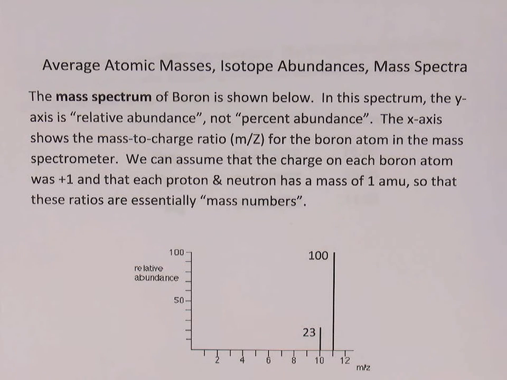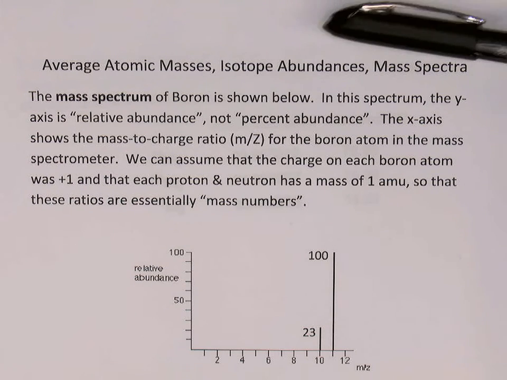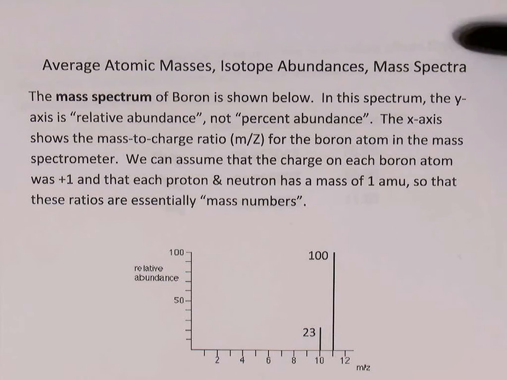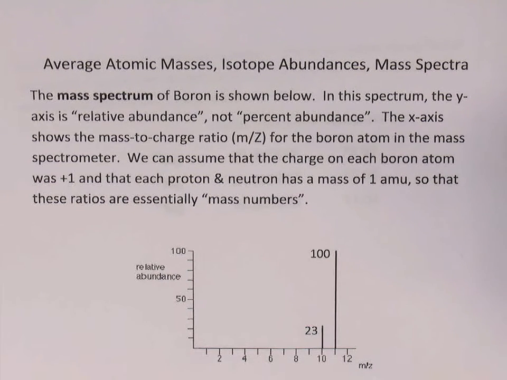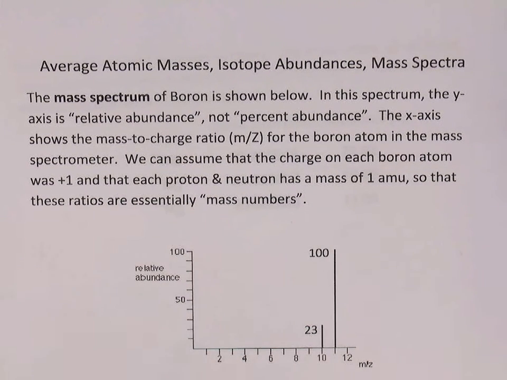In this video for Advanced Chemistry 30S, we'll take a look at average atomic masses, how to calculate them using isotope abundances, how to interpret simple mass spectra, and how to find abundances if we're given the average atomic mass and isotope masses. So we'll look at some problem solving involving isotopes here.